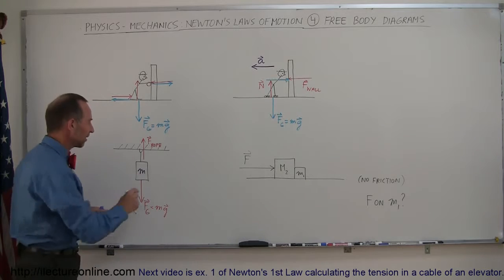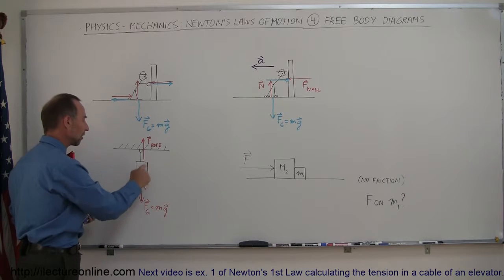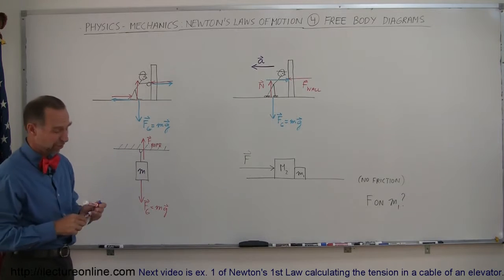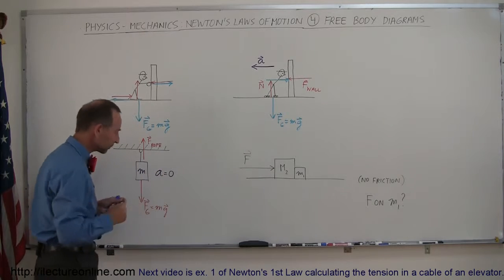Newton's third law tells us that this would be equal in magnitude and opposite in direction to this force, so that these two cancel each other out. In other words, that causes there to be no acceleration. In this case, a is equal to 0.